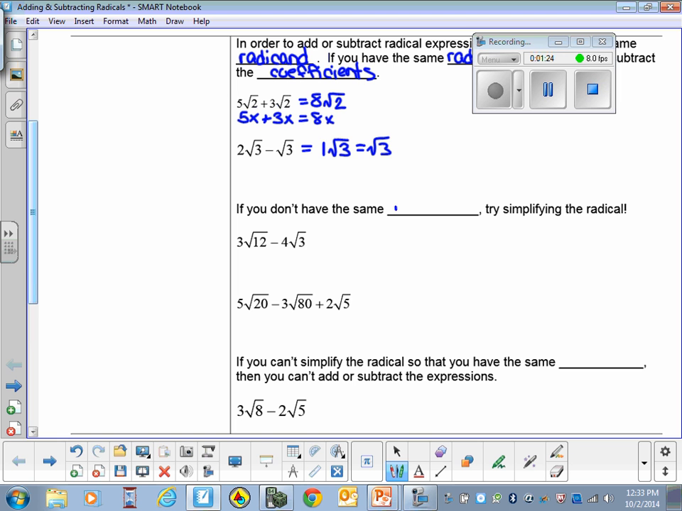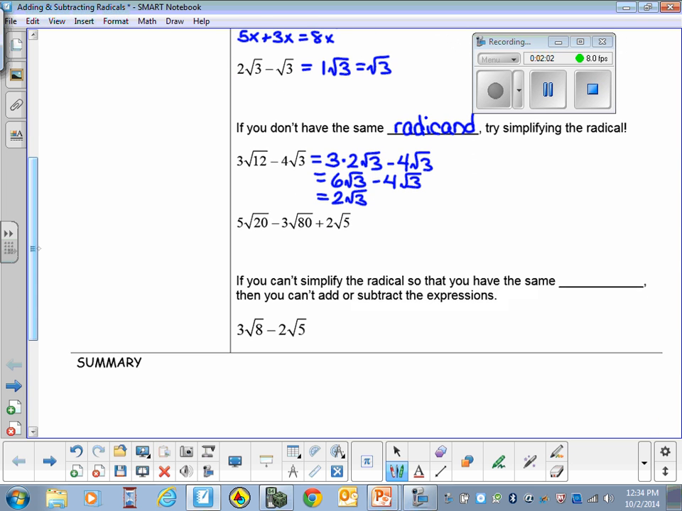If you don't have the same radicand, you have to simplify the radical first. So if you'll recall, I told you to memorize the square root of 12. The square root of 12 is 2 square root 3. And let's keep the 4 square root 3. 3 times 2 is 6 times the square root of 3 minus 4 square root of 3. So 6 minus 4 is 2. Keep the square root of 3 and you're done.